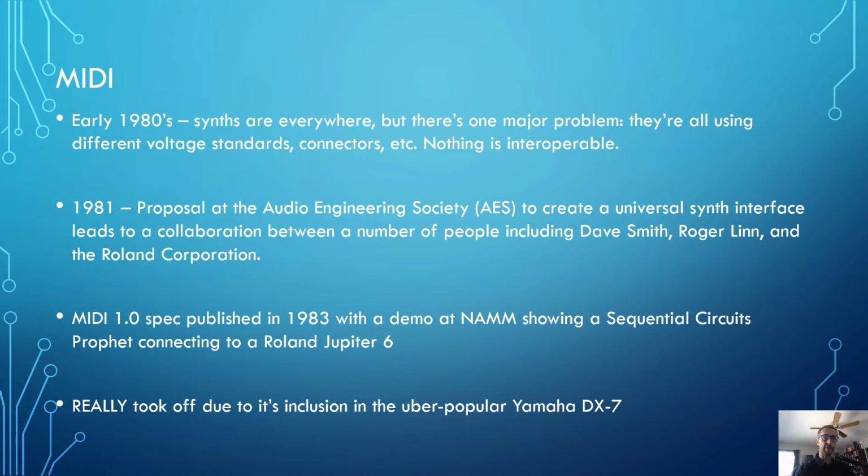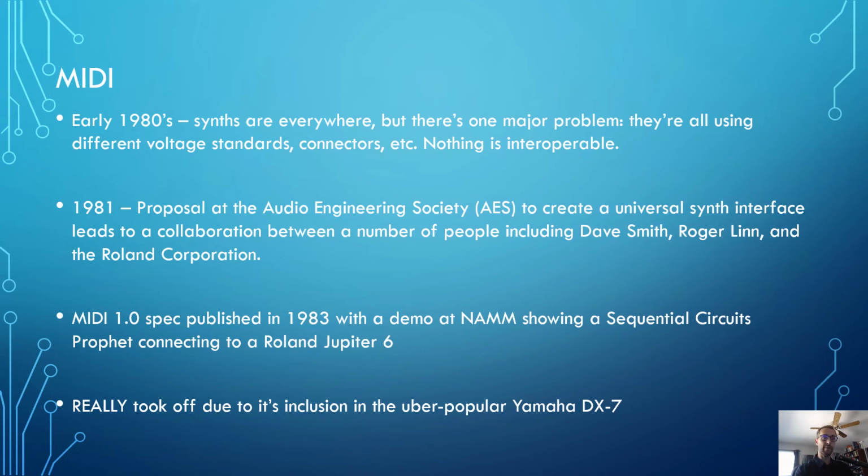That became a collaboration between a number of very important people in the history of synthesis and drum machines, including Dave Smith, Roger Linn, and the Roland Corporation of Japan. The result was the MIDI 1.0 spec, which was published in 1983 and demoed at the NAMM show, showing a Sequential Circuits Prophet connected to a Roland Jupiter 6 using MIDI. This was beyond impressive. You could play on the keyboard of the Jupiter and make the Prophet make noise.